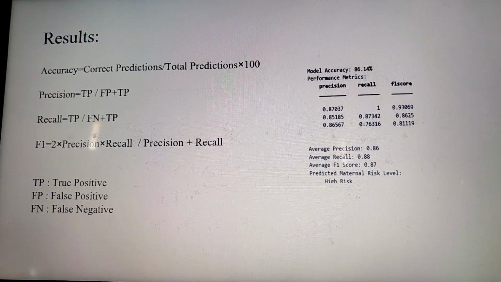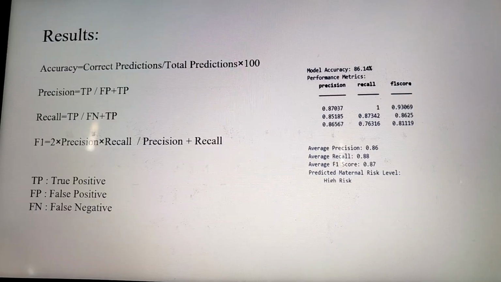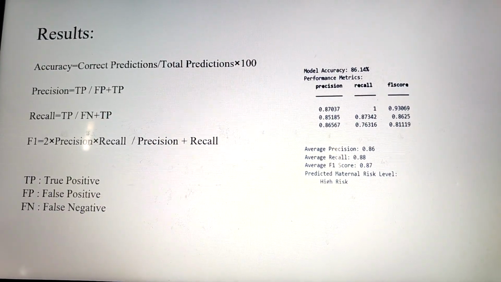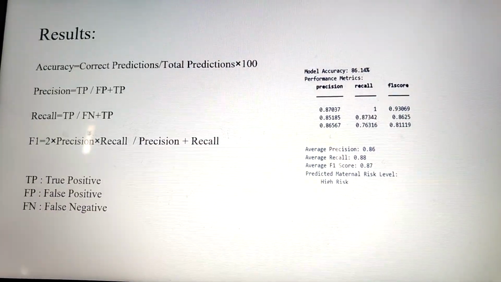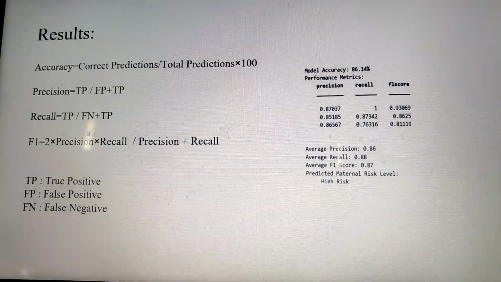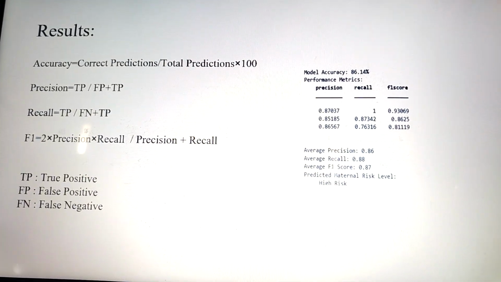Accuracy is correct predictions divided by total predictions, times 100. Precision is TP divided by FP plus TP, that is true positive and false positive. Recall is TP divided by FN plus TP, that is false negative plus true positive. F1 score is equal to 2 times precision times recall divided by precision plus recall.